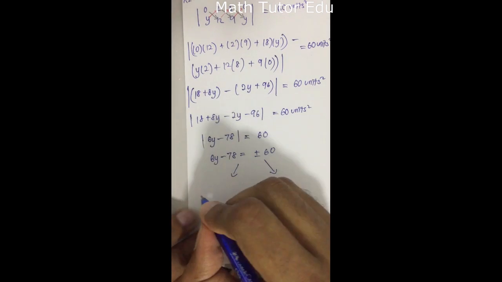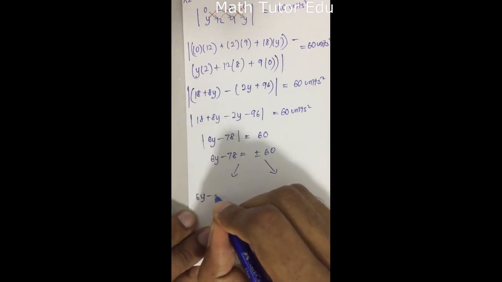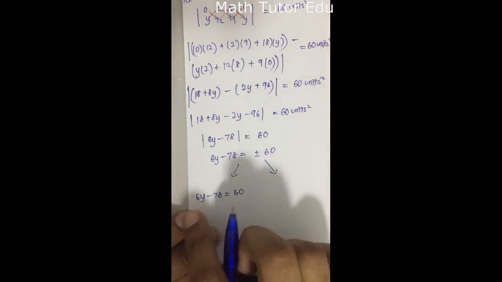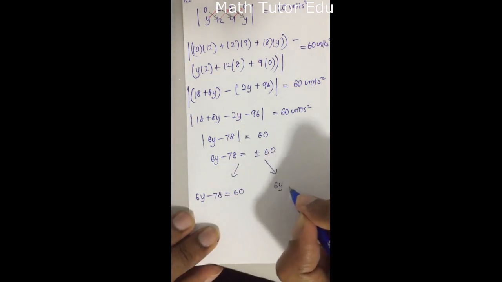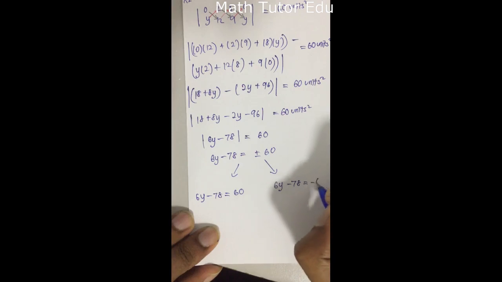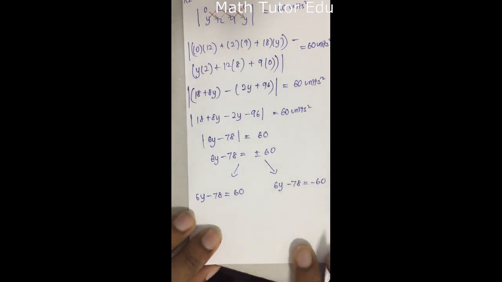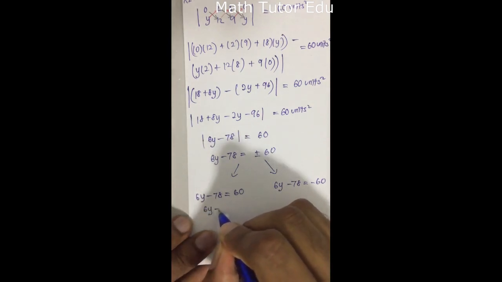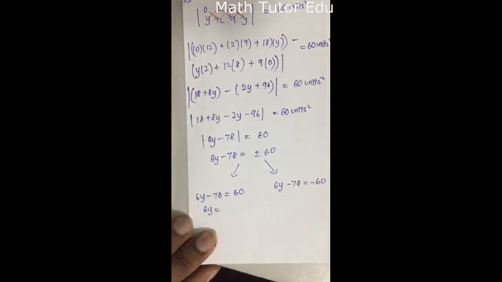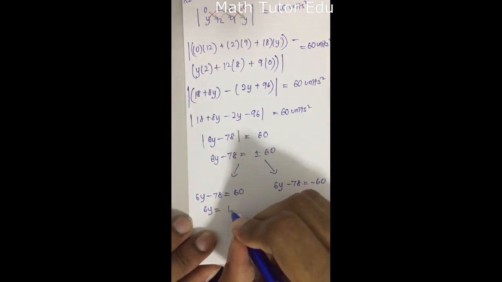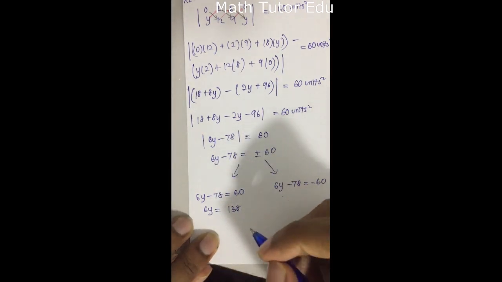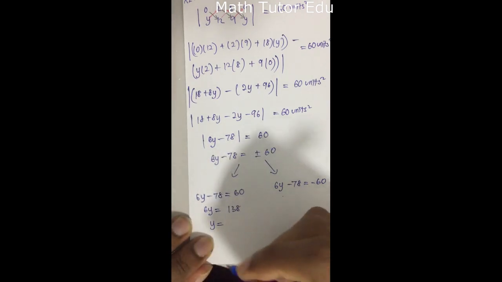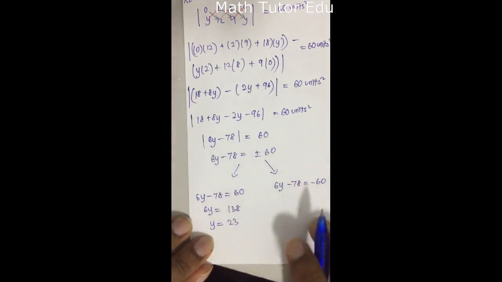Okay, so from here 6y minus 78 equals to 60, positive part. So 6y minus 78 equals to negative 60. So this is the negative part. Okay, so from here 6y will be equals to 60 plus with 78. So from here you get is 138. Okay, so from here 6y equals to 138. So you solve this, you should get your y is equals to 23.